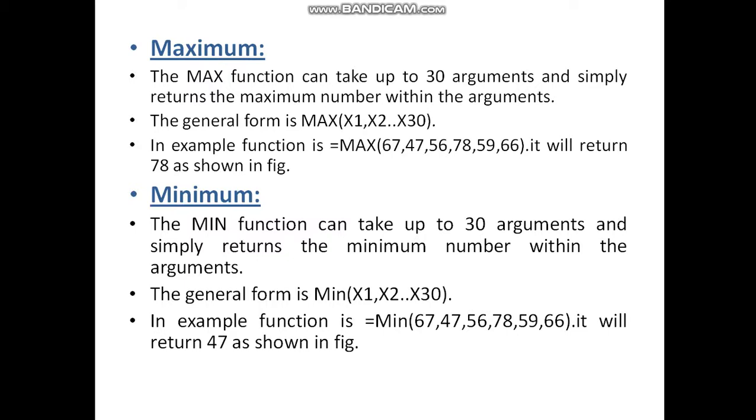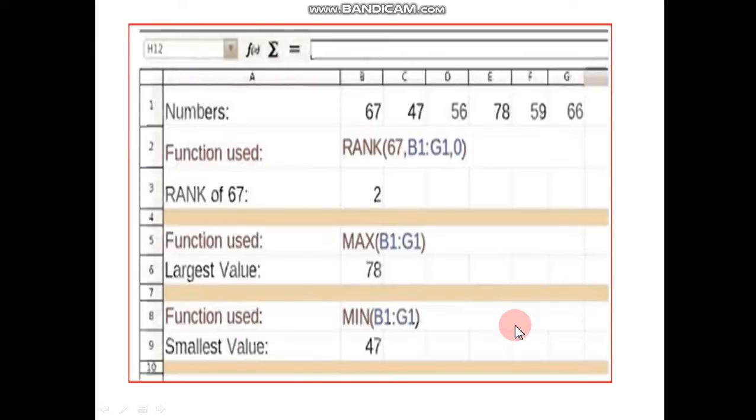Same for the minimum. The MIN function can take up to 30 arguments and simply returns the minimum number within the arguments. The general form is MIN(x1, x2, up to 30 arguments). An example is equal to MIN(67, 47, 56, 78, 59, 66). It will return 47. If instead of minimum we write maximum, it will give 78. Same as the example, MAX B1 to G1 indicates the cell addresses. The highest number is 78, so it will display that value, and the same for minimum.